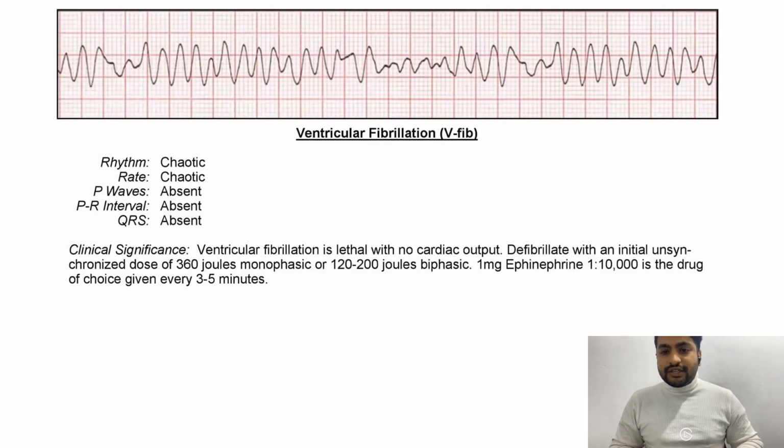Again, if you see this picture, the rhythm is chaotic, the rate is chaotic, and the P wave and PR interval are absent. We cannot even differentiate what is P wave, what is T wave, or what is QRS complex. Ventricular fibrillation is lethal with no cardiac output, because when the left ventricle is contracting at such a high rate, it has no time for diastole. It cannot even collect blood to pump it out to the brain or other parts of the body. So the patient goes into shock or a state of unconsciousness.